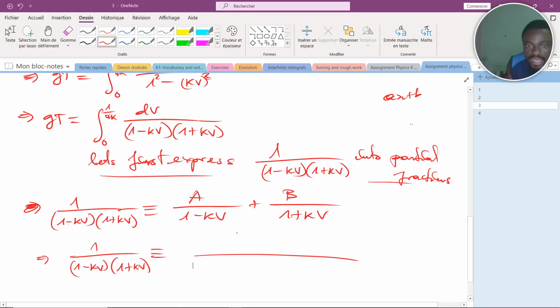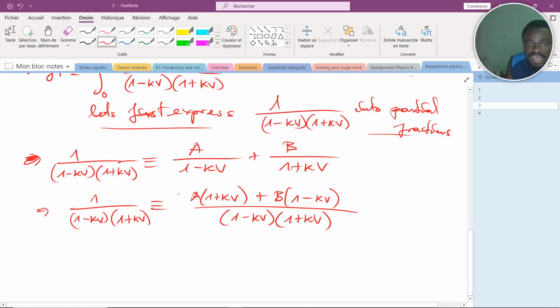Now, this implies 1 over (1 minus kv) into (1 plus kv) will be identical to what? I'll do the LCM here. You should understand that the LCM has to be the same thing here, so instead of thinking too much, you just copy what is under here and put it here. So we have (1 minus kv) into (1 plus kv). This divided by this, we have A into (1 plus kv), plus this divided by this will be B into (1 minus kv). Is that okay? So we see that this is identical to this.